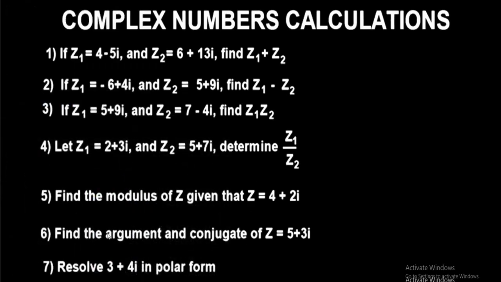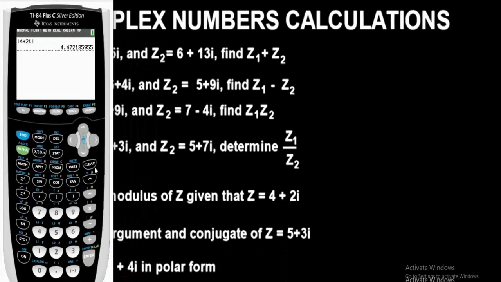We have to find the argument and conjugate of z equals 5 plus 3i. Alright, so let's wipe this clear. So let's begin with argument. So you go back to maths, okay, then come to complex. Now argument is talking about the angle in the complex numbers. So here we're going to go for option 4.